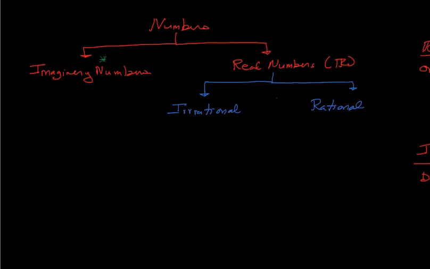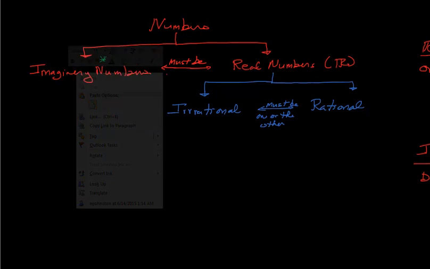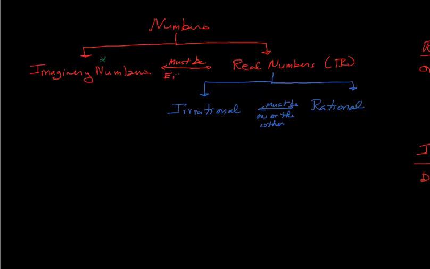So any real number must be one of these two. It must be one or the other. If you have a real value, it must be irrational or rational. If you have a number, it must be real or imaginary. So even though I didn't write that here, let me just go through and write that in there. If we have a number, it must be either or. It must be either or.